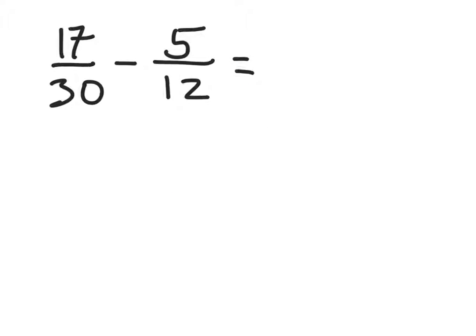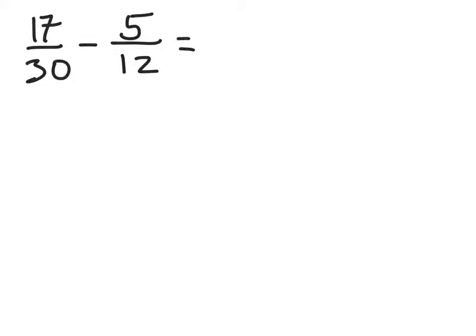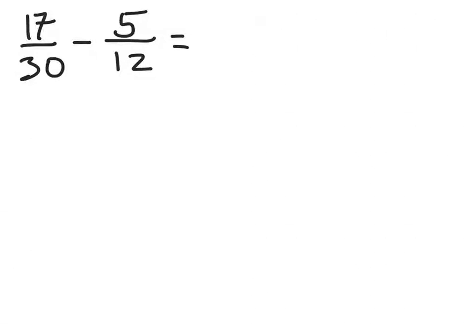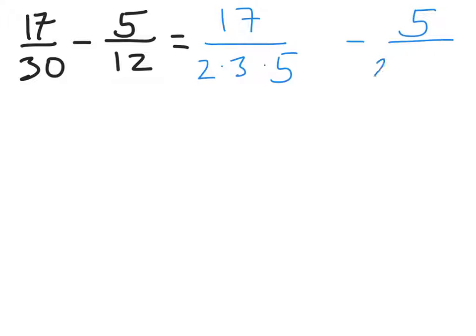Very similar for subtraction. In fact, everything's exactly the same other than the subtraction step. Let's factor into primes. Our first one is 17 over 30. 30 is 5 times 6, so that's going to be 2 times 3 times 5. And we're subtracting 5 over 12, and 12 is 2 times 2 times 3.